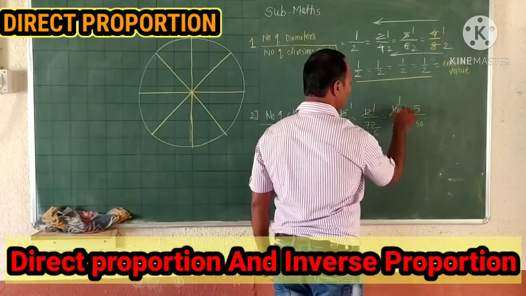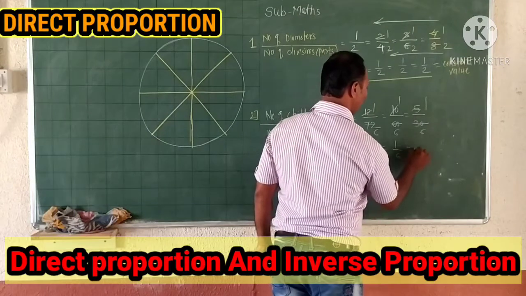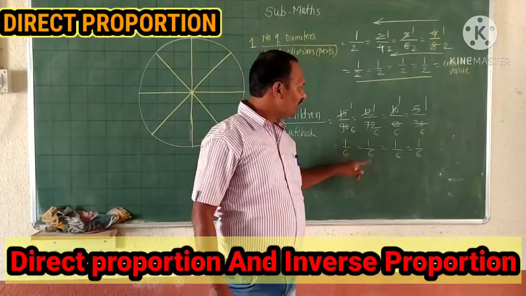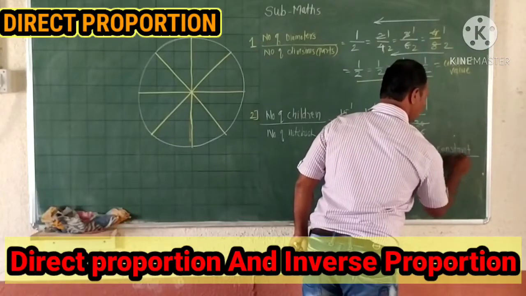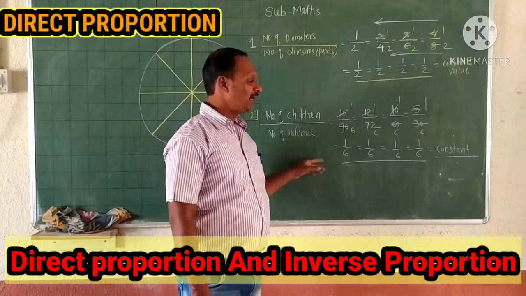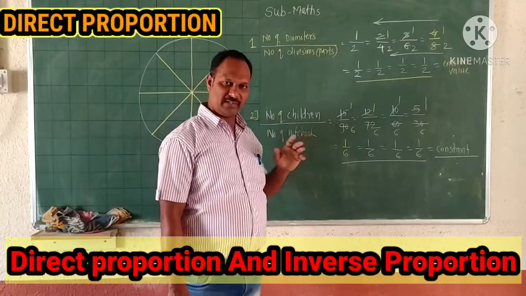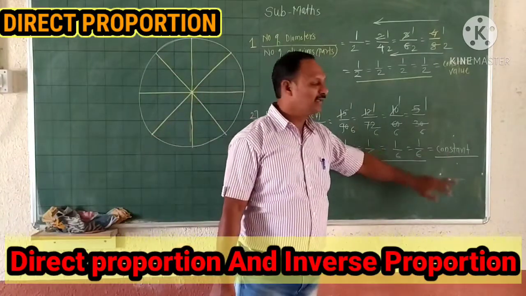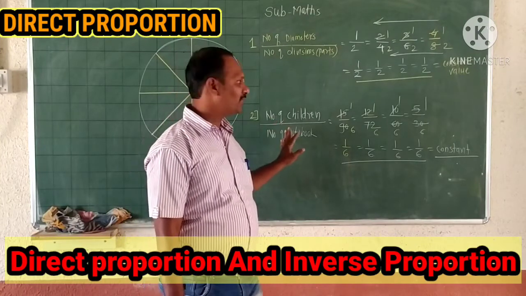Third, 10 ones are 10, 10 sixes are 60. There, 5 ones are 5, 5 sixes are 30. Means every ratio has 1 upon 6 value. Means every child has 6 notebooks. Means here these values are constant. What is constant? Then this example, which type? This is a type of direct proportion. Simple thing: when one quantity increases, the related other quantity increases, and their ratio remains constant, then this is called which proportion? The type of direct proportion.